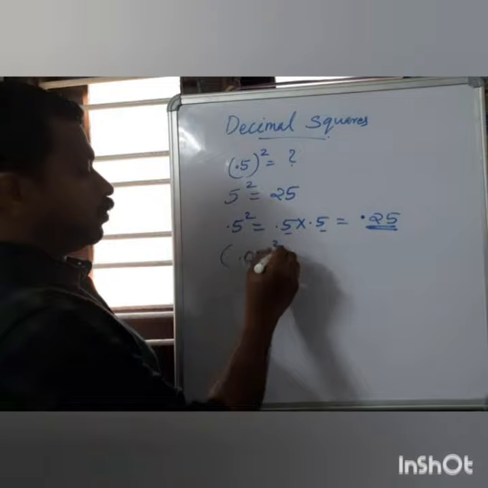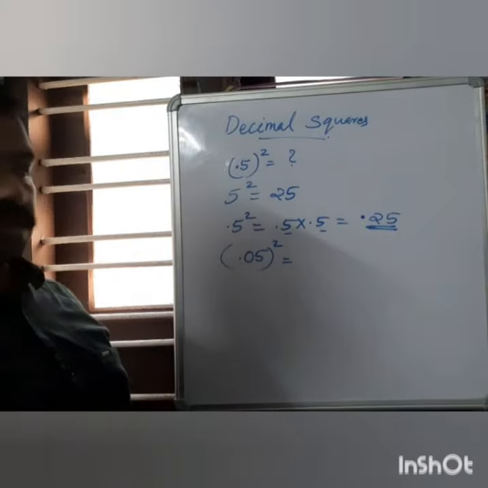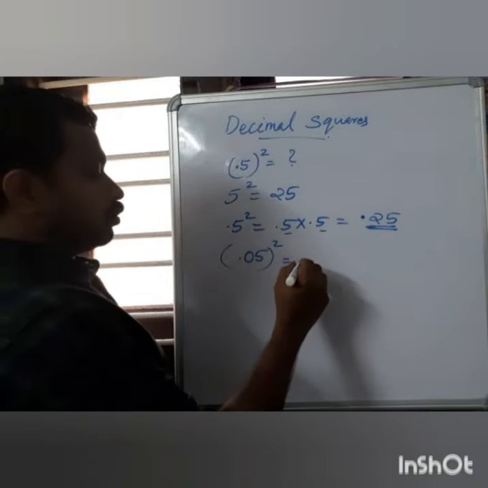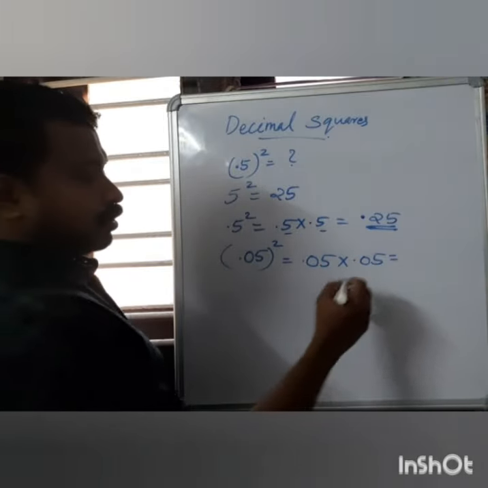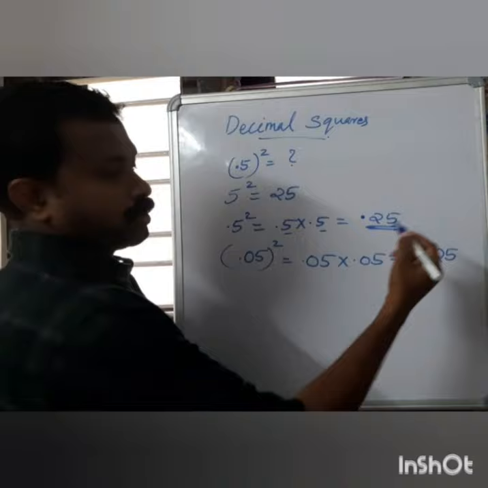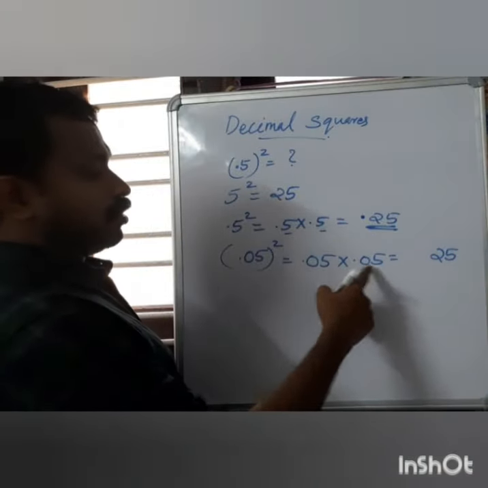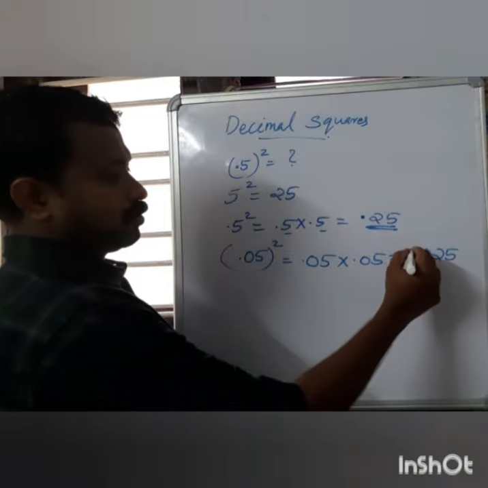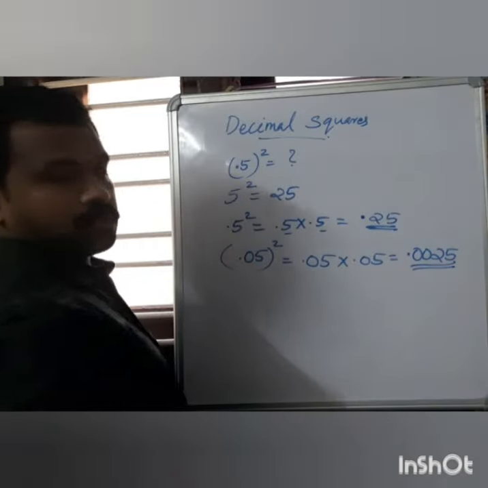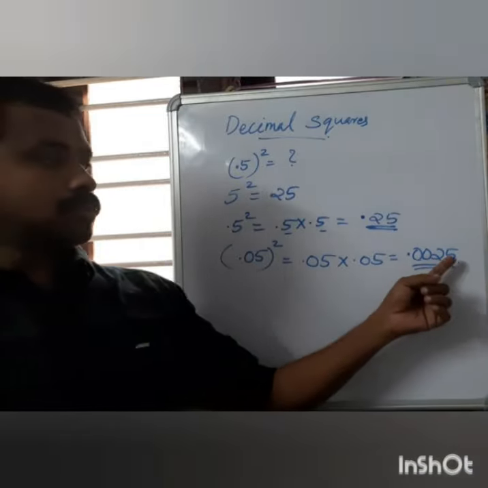If it is 0.05 whole square, how will you write the square? Square is 0.05 into 0.05. So 5 square is 25. Then here how many decimals? 4 decimals. So 4 decimals should be there. So 0.0025.